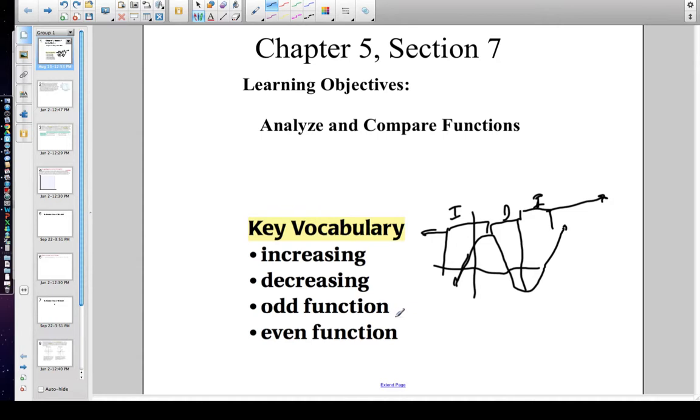We're going to look at odd functions. Odd functions are symmetrical around the origin. And even functions are symmetrical around the y-axis.